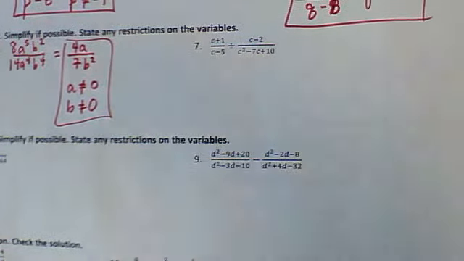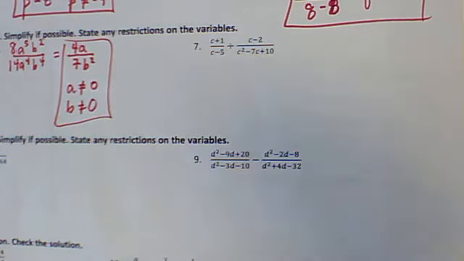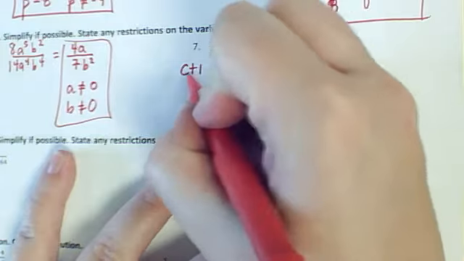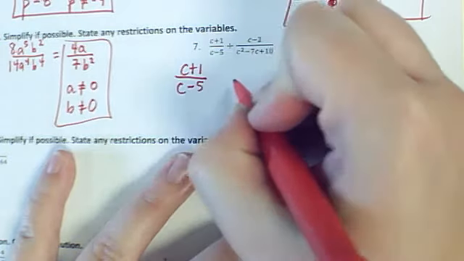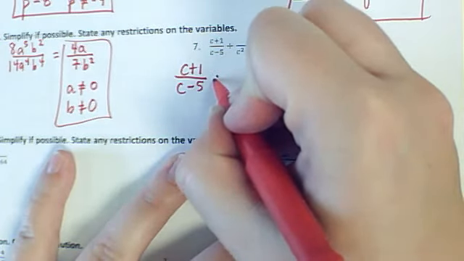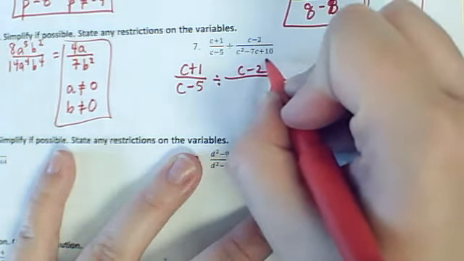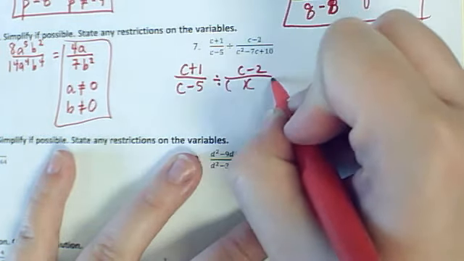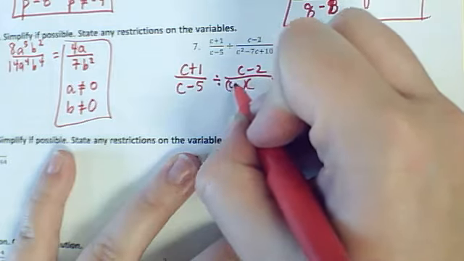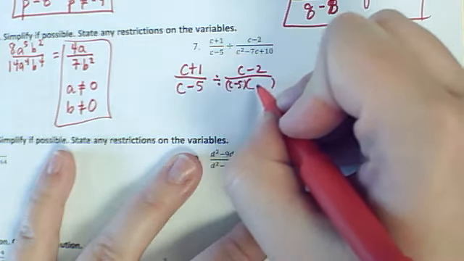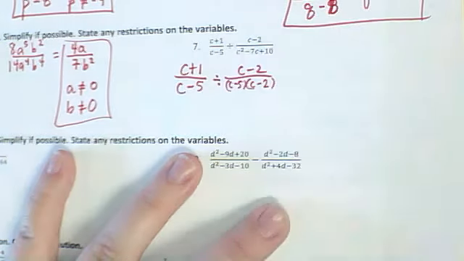Alright, number 7. Again, the first thing I'm going to do is factor. So I have (c plus 1) over (c minus 5) divided by (c minus 2) over, if I factor this, what multiplies to be 10 but adds to be negative 7, c minus 5 and c minus 2.